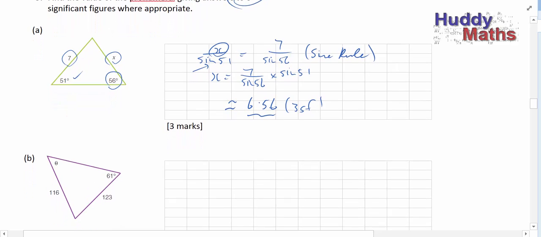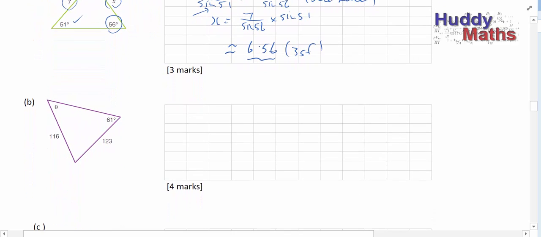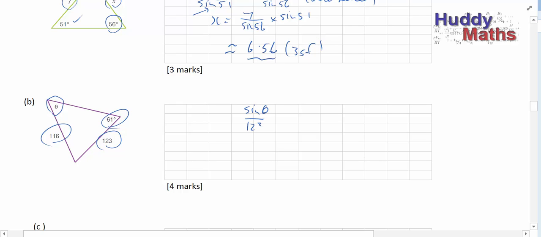All right, let's look at part B. Part B is trying to find an angle this time. And we have the side opposite and we have another pair. So the sine rule can be used here. The sine of theta over 123 is equal to the sine of 61 over 116. Good to put the reason, sine rule there.